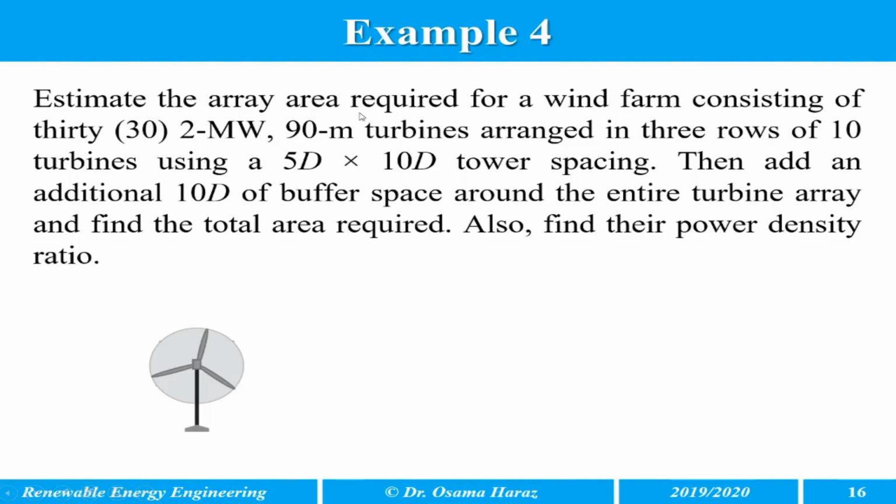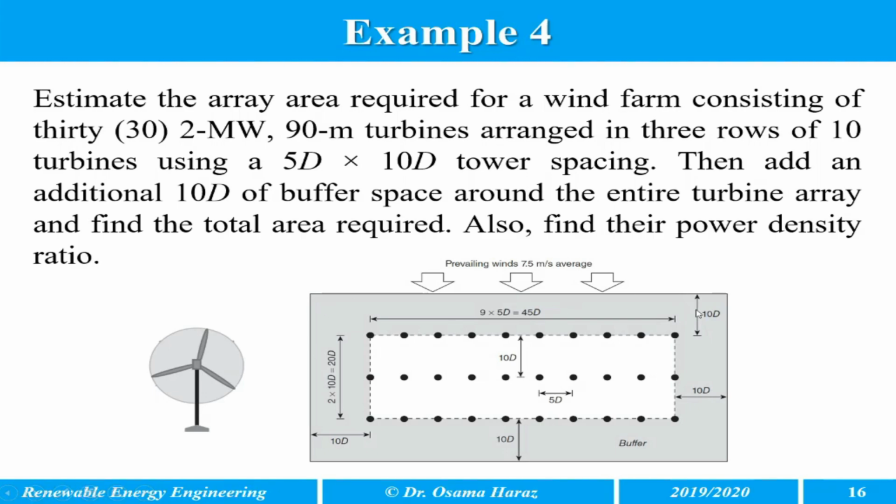Okay, let's take an example. Estimate the array area required for a wind farm consisting of 30 turbines. Each turbine delivers 2 megawatt rated power with a 90-meter diameter, in 3 rows, 10 turbines each, using a 5D times 10D tower spacing. Then add an additional 10D of buffer space around the entire turbine array and find the total area required. Also find the power density ratio.